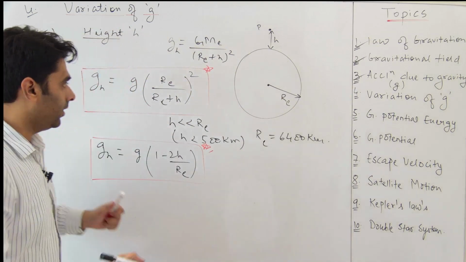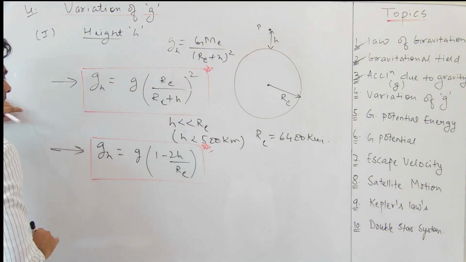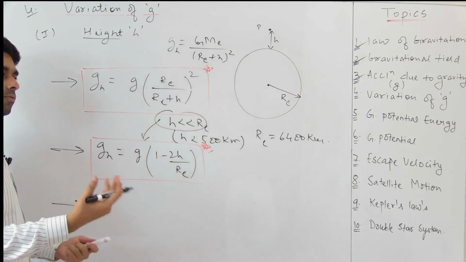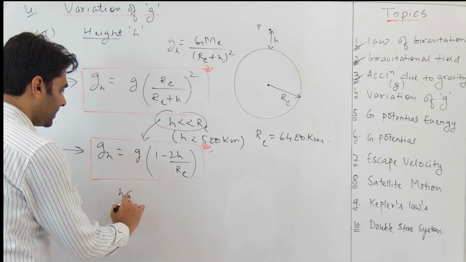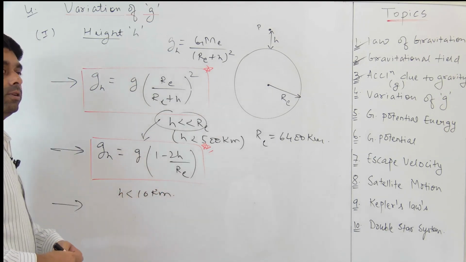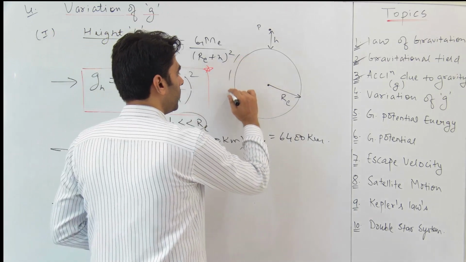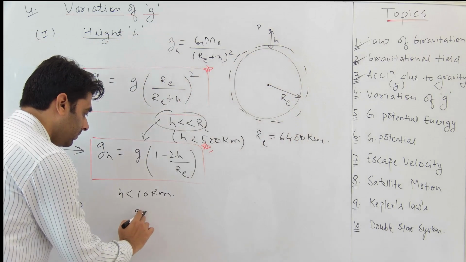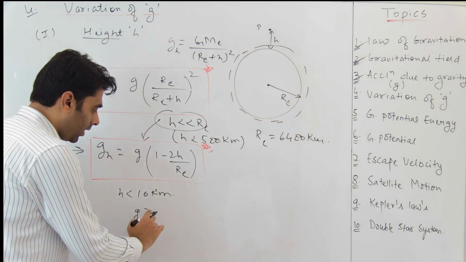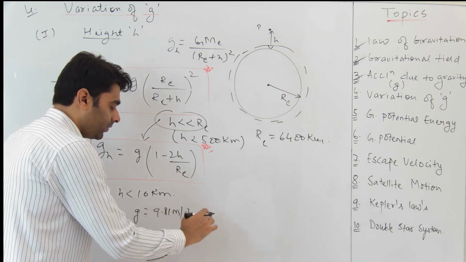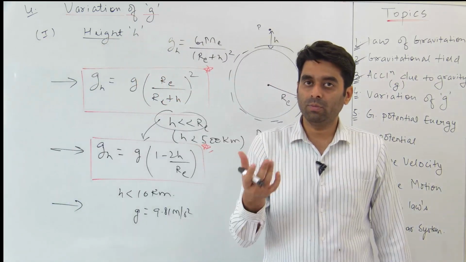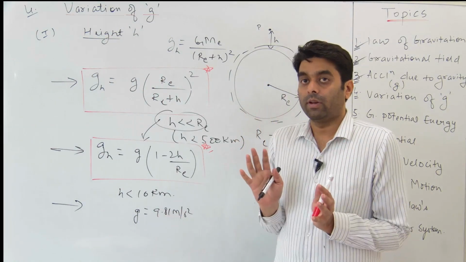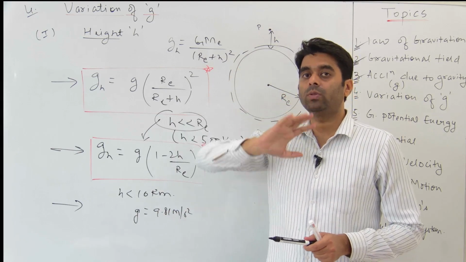Next, third, so two results we got here. This result is for h less than R_E. Third is when we consider h less than 10 kilometer. That means we are talking about very near to the surface of Earth, and here the g value is considered constant, which is 9.81 meter per second squared. And therefore throughout our kinematics, in motion under gravity, we considered g as constant and did all the questions, because we were talking about motion very near to the surface of Earth.